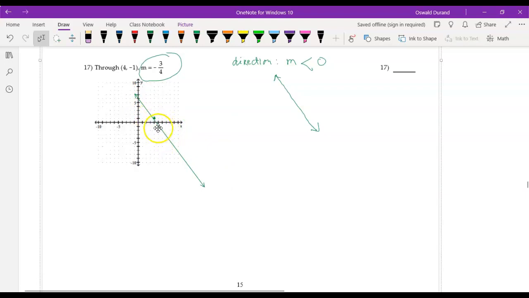So my goal is to find the other point that's going to line up with this linear graph. So let's try to do that using the slope. Okay, so the negative sign tells me how the graph is going to look. Now, I need to find the other point. How do I do that?